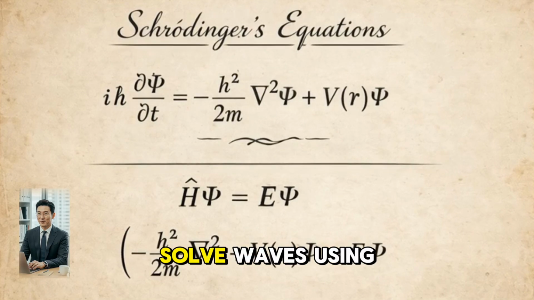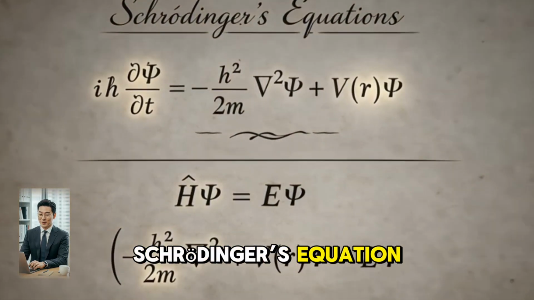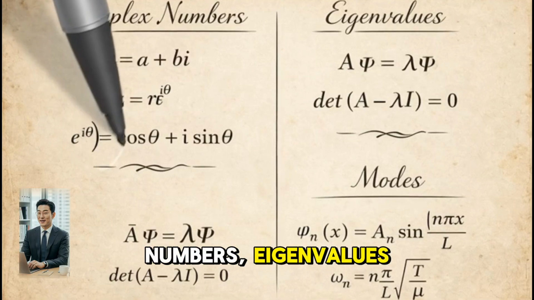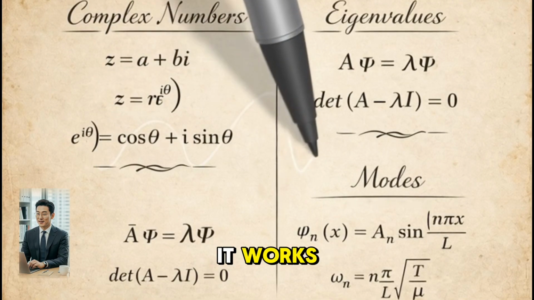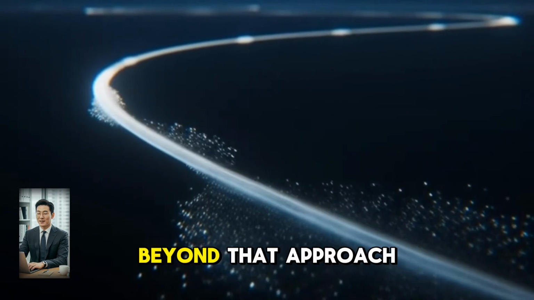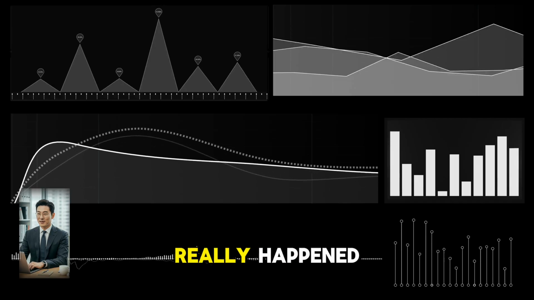Most students are taught to solve waves using equations that look like Schrödinger's equation. They use complex numbers, eigenvalues, and modes, and it works. But physics quietly moved beyond that approach long ago. Here is what really happened.